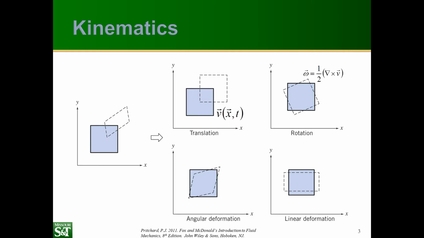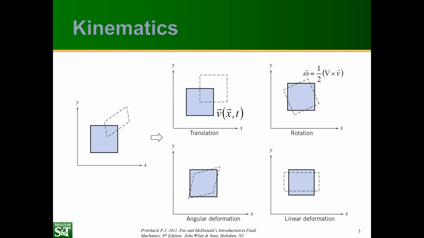Translation is just moving a particle in space. It doesn't rotate, it doesn't change shape, it has its same orientation, it just moves from point A to point B. And this is what's described by the velocity field. Rotation occurs when a particle spins in place. It's actually described by the curl, or del cross the velocity field. And it's important for turbulence and turbulent behavior of fluids.